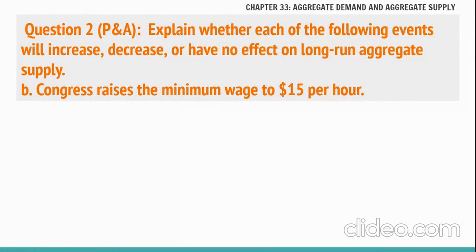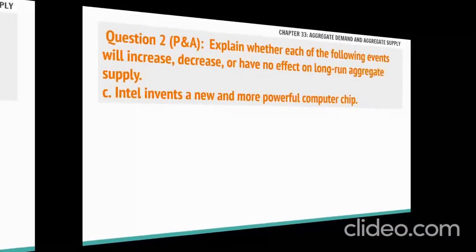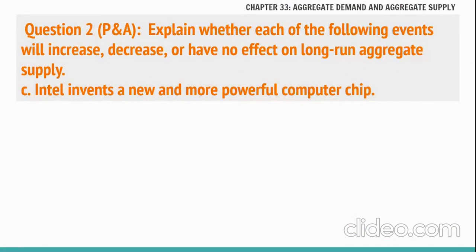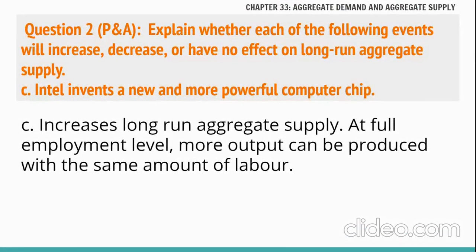Moving to B, Congress raises the minimum wage to $15 per hour. So no change in long-run aggregate supply. The labor employment in the long run remains unchanged. As a result, long-run aggregate supply remains unchanged. C, Intel invents a new and more powerful computer chip. This will increase long-run aggregate supply. At the full employment level, more output can be produced with the same amount of labor.